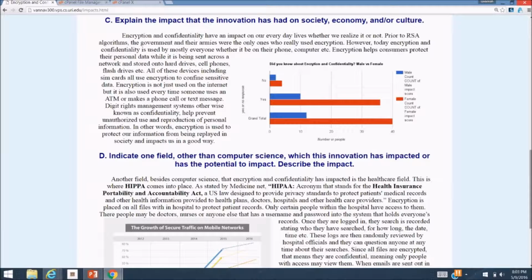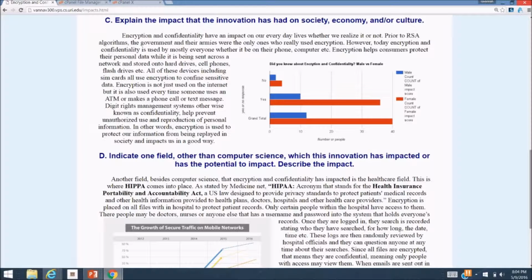As you may already be able to tell, encryption and confidentiality has an impact on our everyday lives. Prior to the RSA, the government and their armies were the only ones to use it. In today's times, pretty much everyone uses it, whether it be on their phone, computer, etc. Encryption helps consumers protect their personal data while it is being sent across a network and stored onto hard drives, cell phones, etc. Some people don't understand that encryption and confidentiality isn't just used over the internet. It is also used at ATMs or to simply call or send a text message to a friend. This is why confidentiality is important to help prevent unauthorized use and reproduction of our personal information.